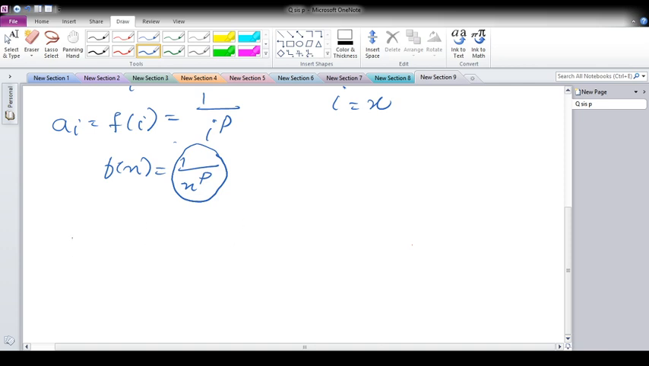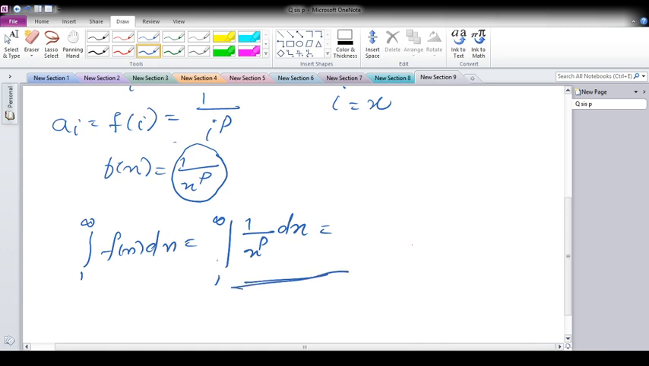So you can take the integral test. Integral 1 to infinity f of x dx equal to integral 1 to infinity 1 by x power p dx. This is an improper integral. What is an improper integral? All of you know, an improper integral is one where one of the limits is infinity. So we can take limit b tends to infinity, integral 1 to b 1 by x power p dx. So this will become a proper integral, so you can integrate.